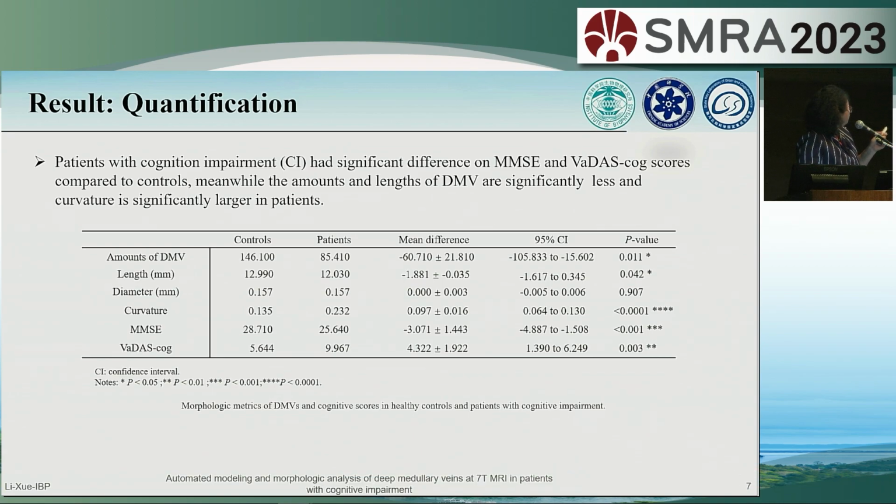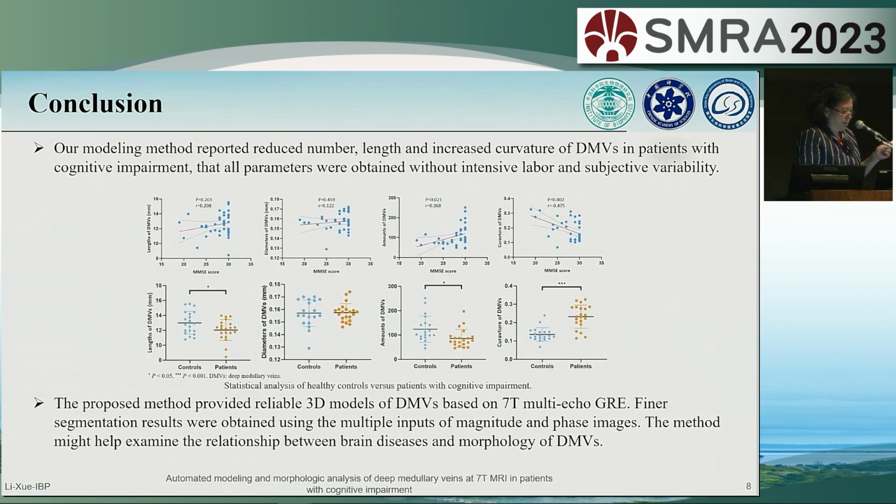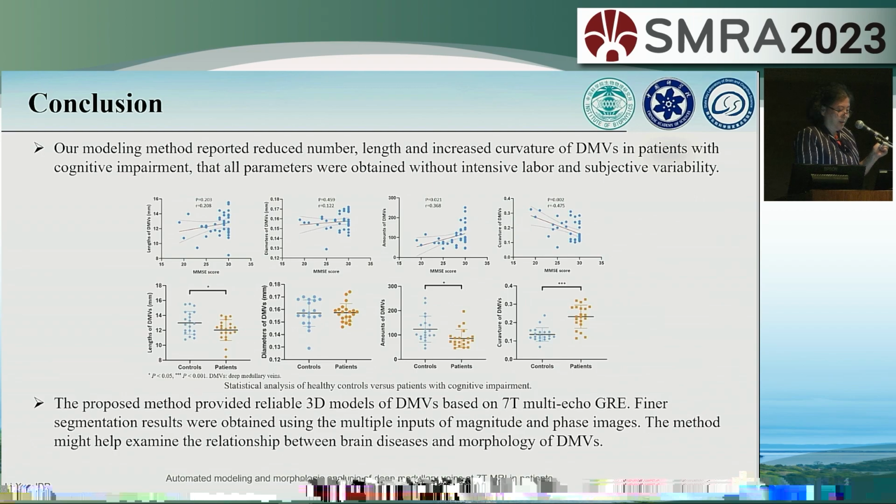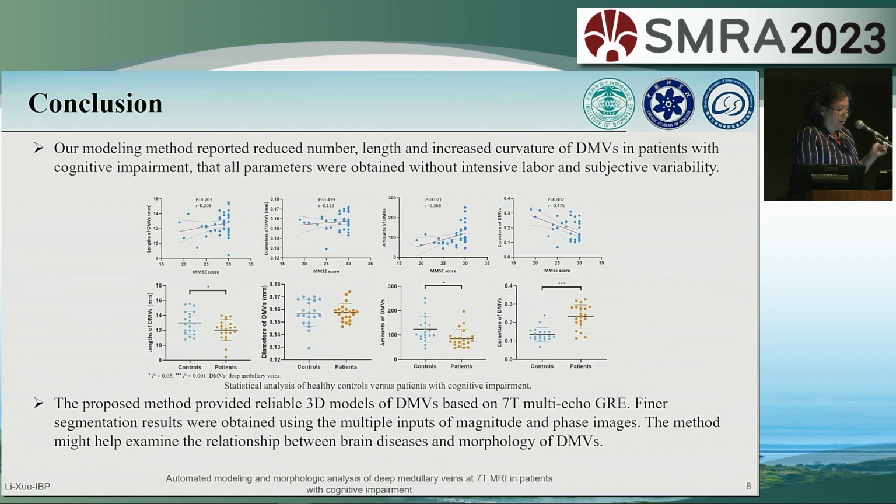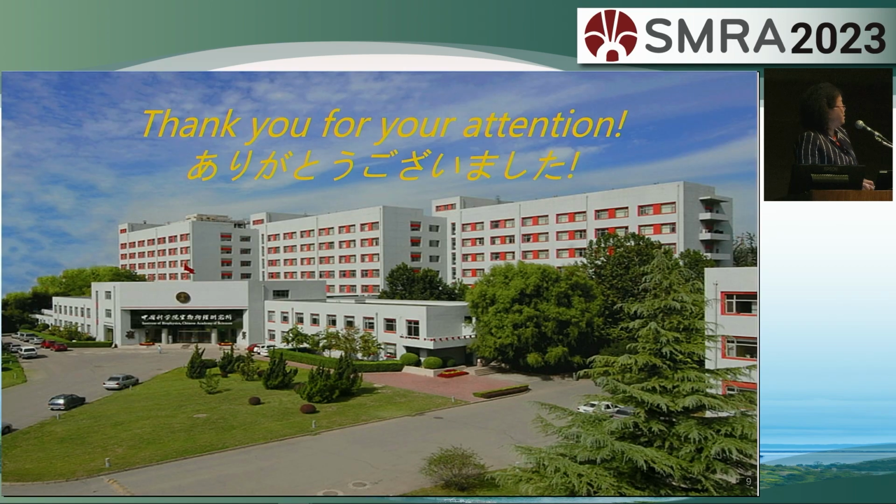There's also a significant difference of the curvature in patients with the star p-values. In conclusion, as shown in the figure, we can see this number and curvature of DVMs not only have significant difference between patient and control, they also correlate well with the MMSE scores. Therefore, the results of the method suggest we may apply this as a potential index to correlate with the progression of brain disease. Thank you very much.